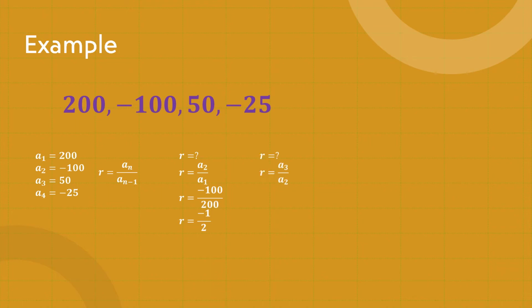Let's try another one. We have a sub 3 over a sub 2, so we have 50 over negative 100. So r is equal to negative 1 half. Now we can conclude that the common ratio of the sequence is negative 1 half.